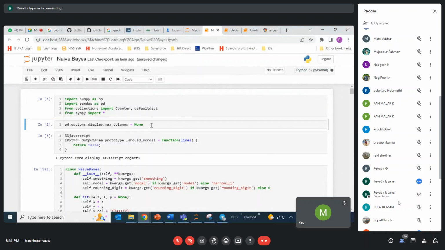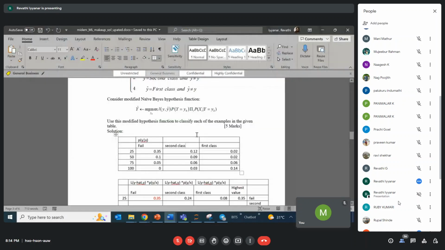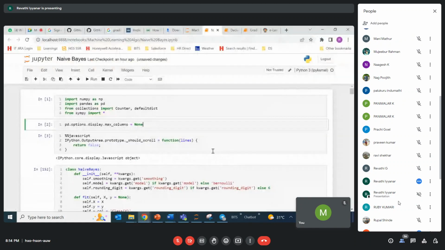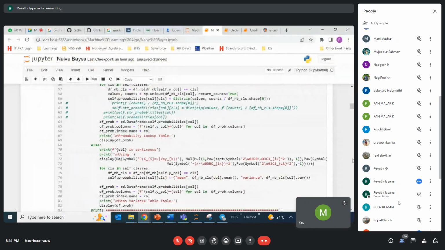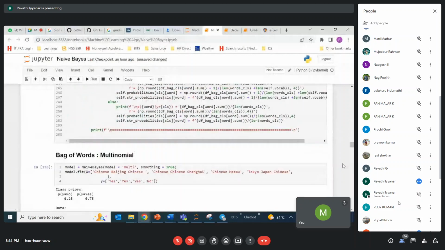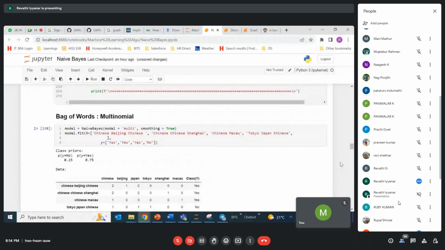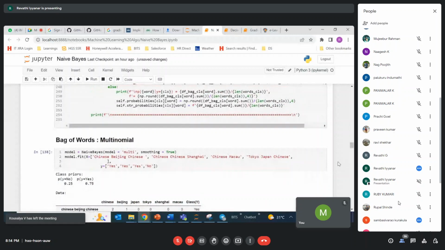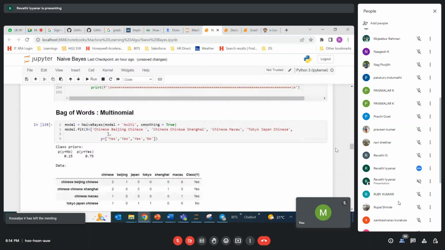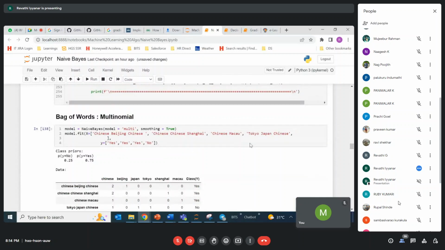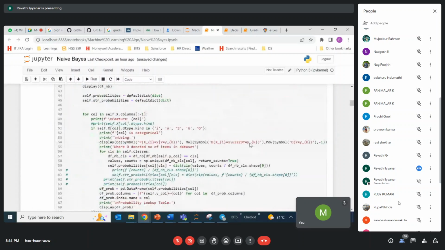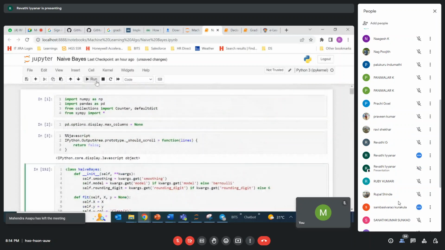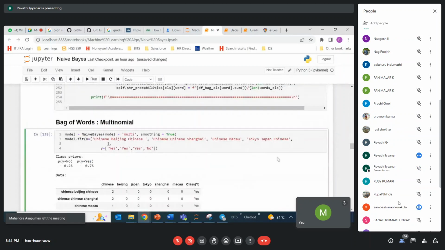It has three different flavors: text classification, non-text classification, text with Bernoulli, and multinomial. Okay. For Naive Bayes, we just need to plug in the values.